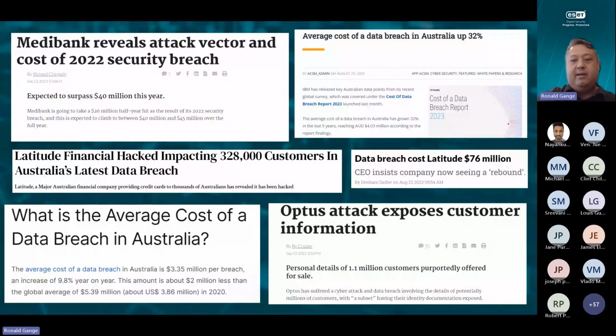Just recently, Latitude has calculated its losses this month at $76 million for their data breach. And because of that, the average cost of a data breach here in Australia is up by 32% this year to $4.03 million. And this is a study that everyone knows, done by the Ponemon Institute with IBM.